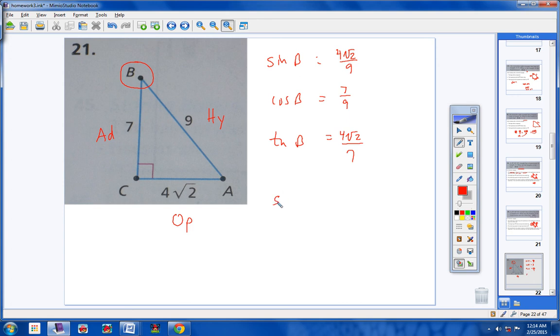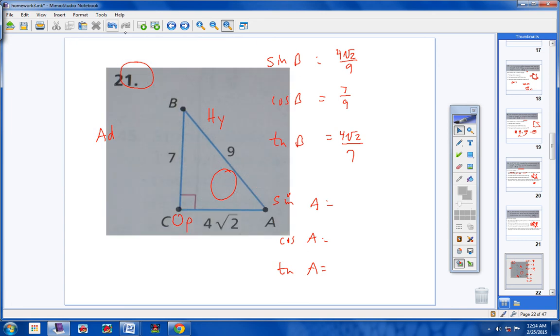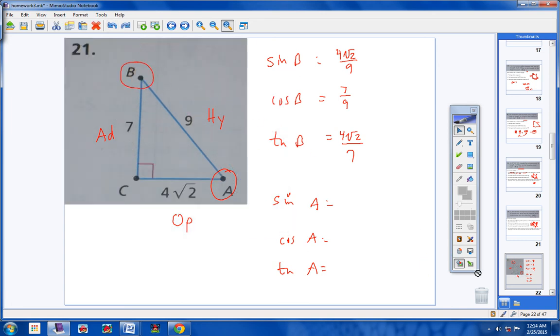Now let's find the sine, cosine, and tangent of angle A. Okay, the sine of A would be opposite. Oh, we better label our sides. Sorry about that, students. So now we're no longer dealing with angle B. We're now dealing with angle A. So go straight across. This is my opposite side. This stays my hypotenuse, and this will be my adjacent side here.